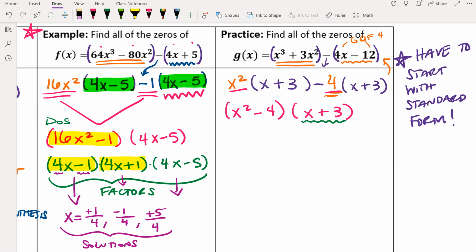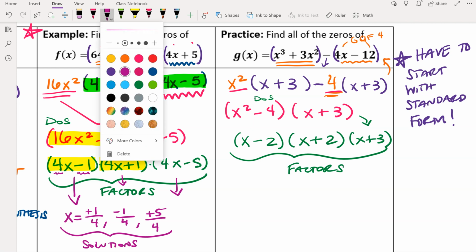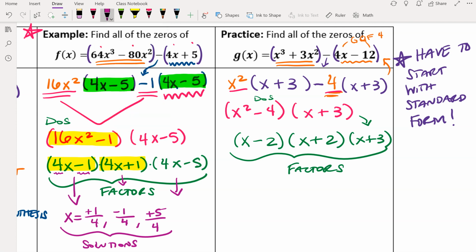All right, so we can factor the x squared minus 4 with difference of squares again. So difference of squares is going to turn into x minus 2, because the square root of 4 is 2. And then you have to copy that because we use difference of squares, x plus 2. And then don't forget to bring down your x plus 3 factor. And now we have all of our factors. Yay!